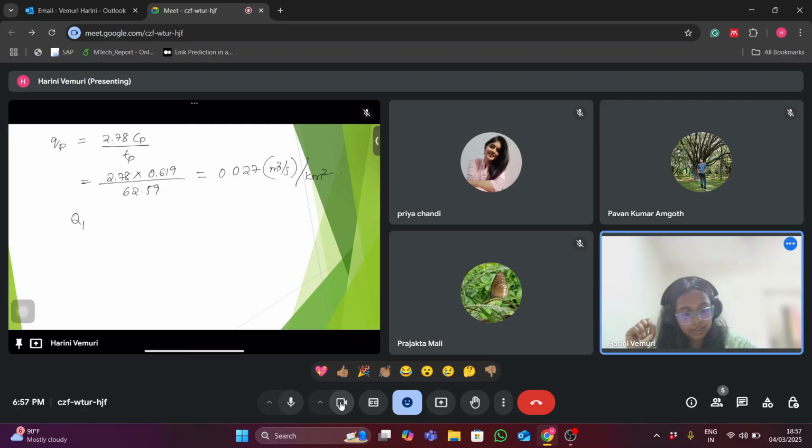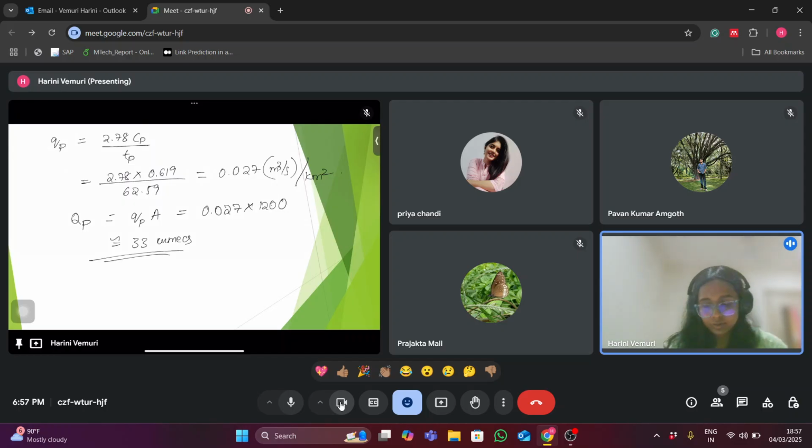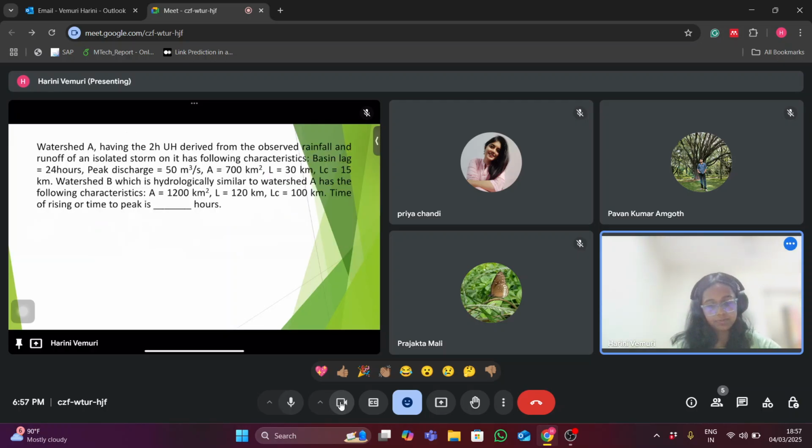So if you want to find the peak discharge in cumec, we have to multiply this value with area. So 0.027 into the area of the catchment, which is given as 1200 kilometer square, into 1200. That is approximately 33 cumec. So once you multiply with area, we'll get the peak discharge value.